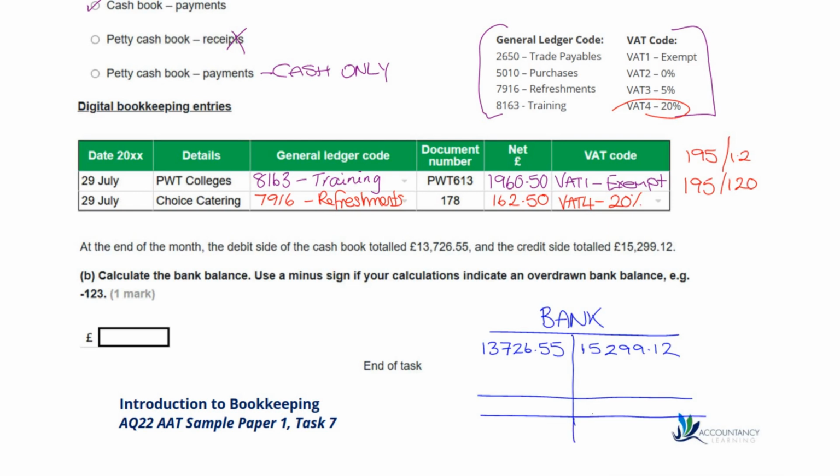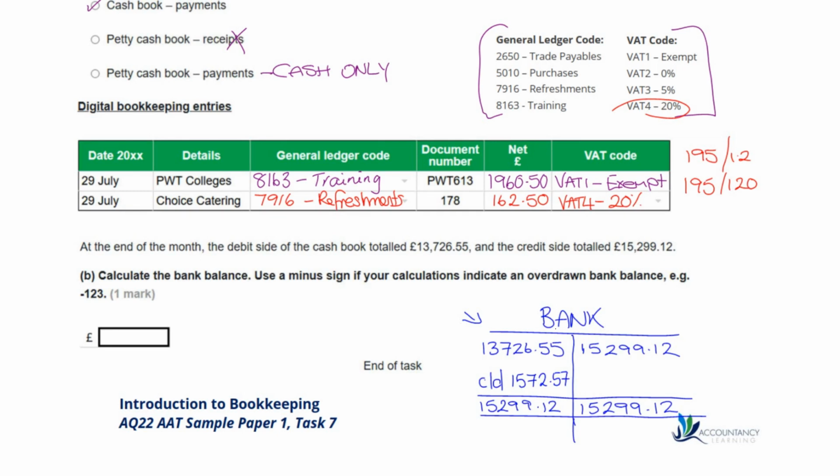So to find our actual balance, what we can do is balance the account off. So we take our largest amount as our totals, and on the lower side, this is where we then do our carried down balance and find the difference that we need. So what is the balance in figure? 1,572.57. Now let's have a look at what that means then.